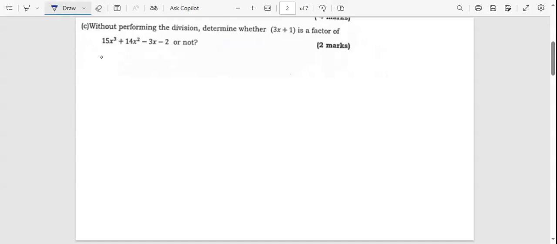So we have this function, 15x cubed plus 14x squared minus 3x minus 2. If this number is a factor, then it should give us 0. So let's do it. Suppose we set it equal to 0, right? Because that's the condition, if it is a factor. If it is a factor, it will give us 0, all right? That's the condition we need to obey.